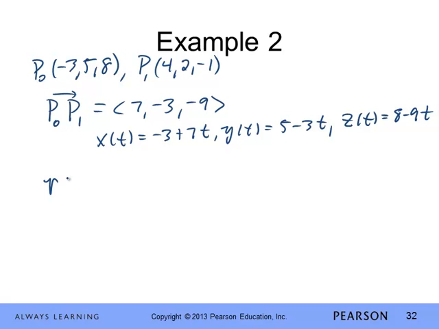Or writing as your r vector, put it all together: -3 plus 7t, 5 minus 3t, 8 minus 9t. What is t? It's the parameter, right? And the range of values for t is from negative to positive infinity. So for all real numbers, you have an infinite line in both directions.